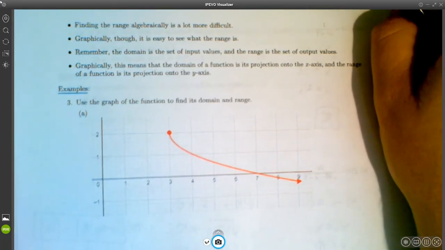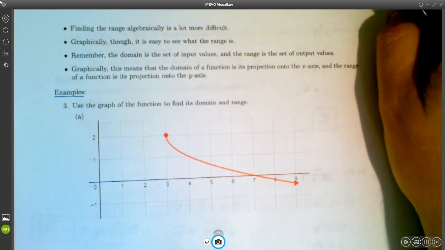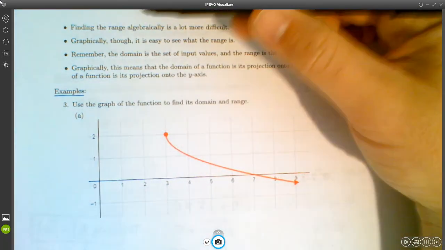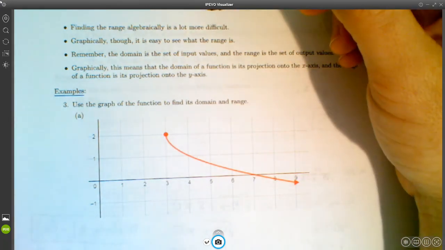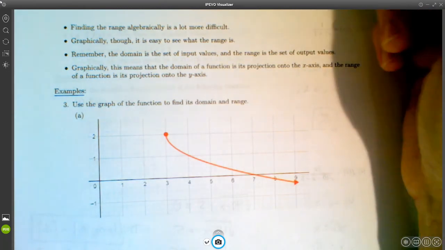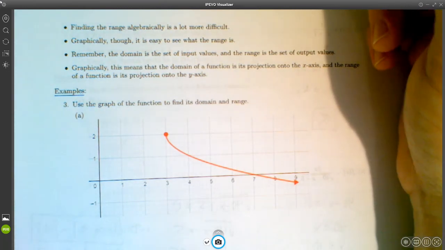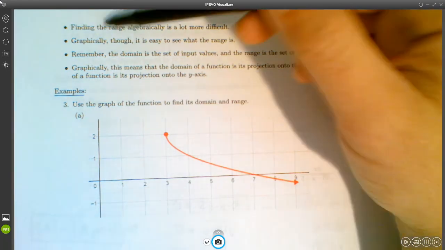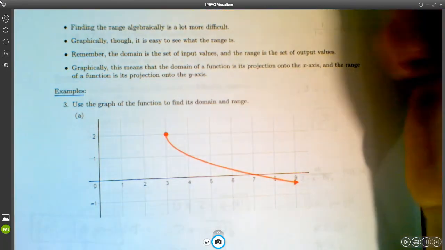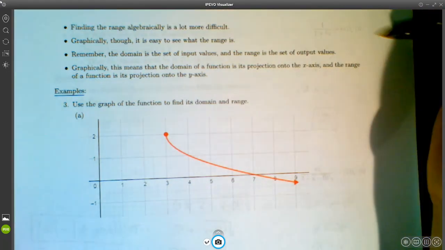So we've talked a lot about domain, okay? Let's talk about the range a little bit. Finding the range of a function algebraically is really not a very easy task, generally speaking. So we're not really going to get into that a whole lot, but what we will do is think about things graphically a little bit. Graphically, if you can see the graph of a function, then it's easy to tell what the range is.